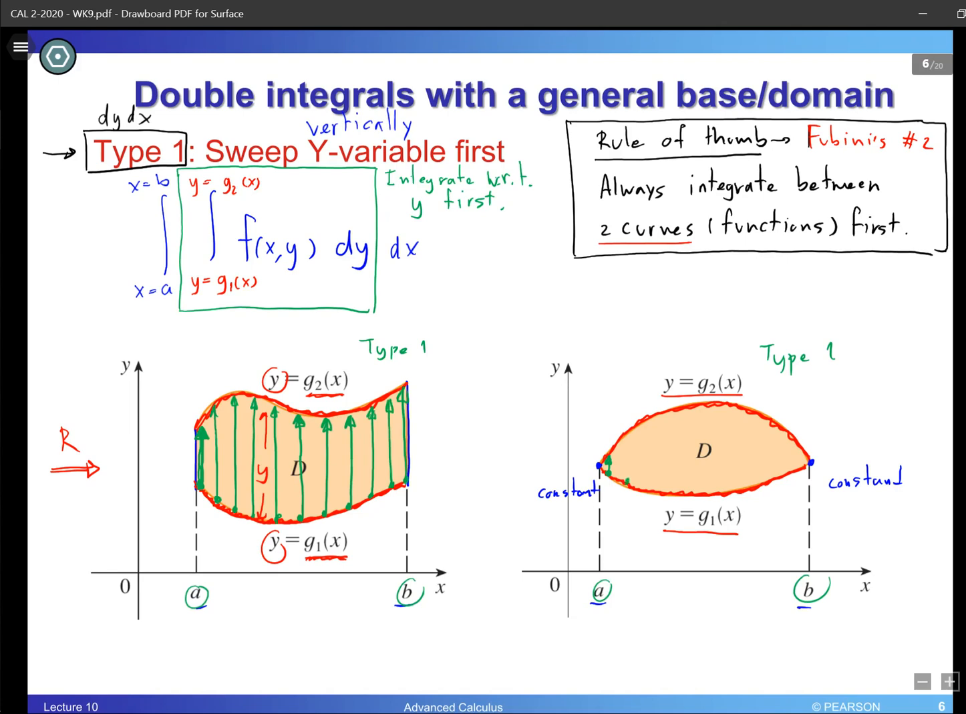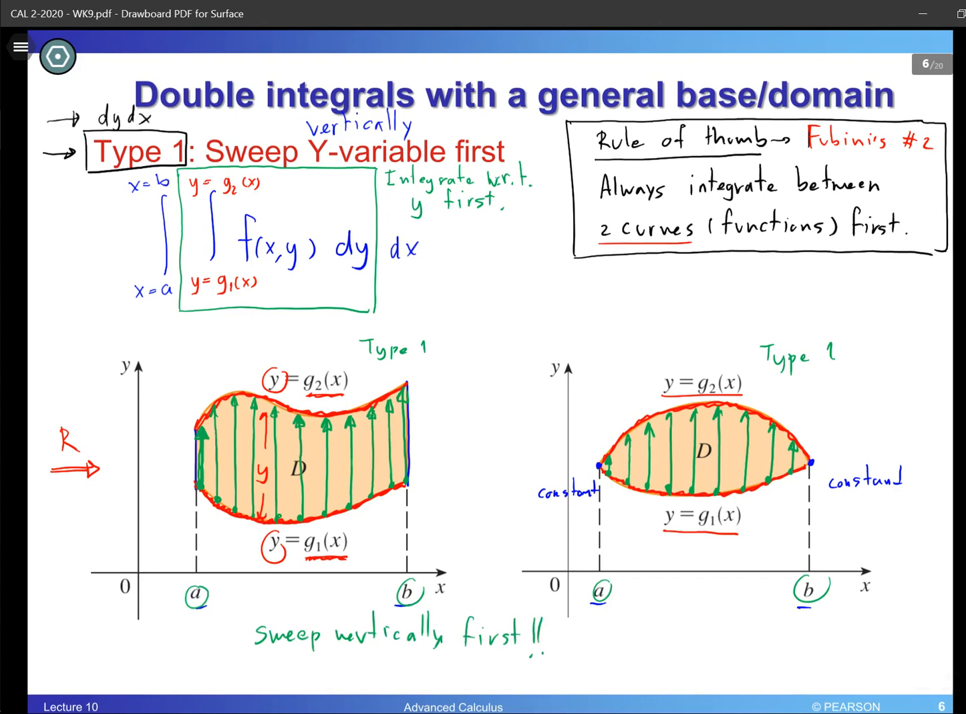I'm going to do the same here. Give me some time. Sweeping vertically between two curves, the lower and the upper. Okay, so you can make a note right here that we sweep vertically first, for this type 1. And now we know that for type 1, we go for dy and dx.